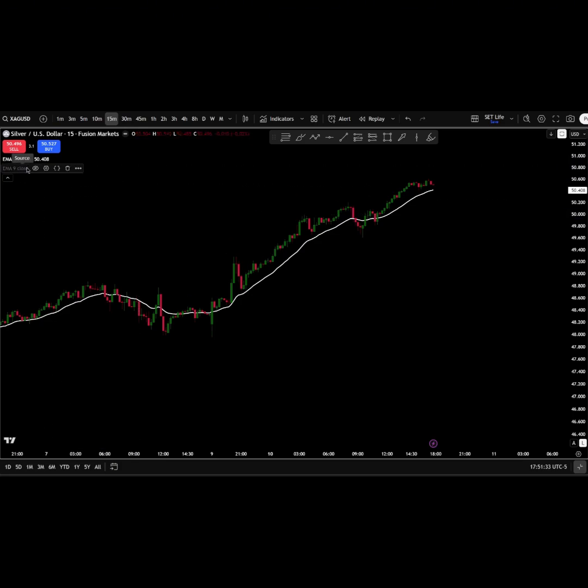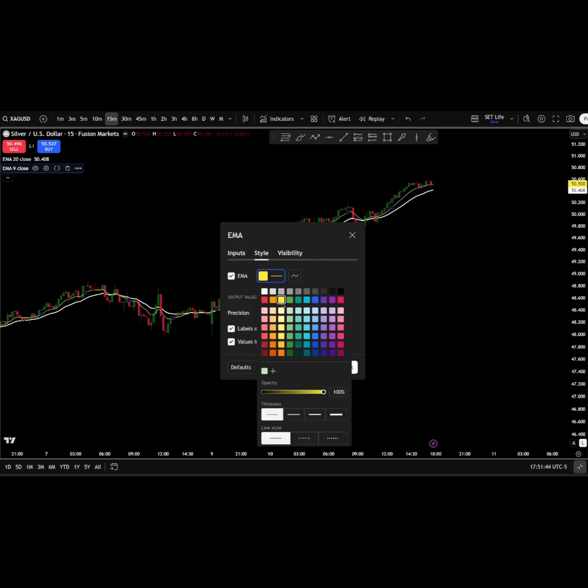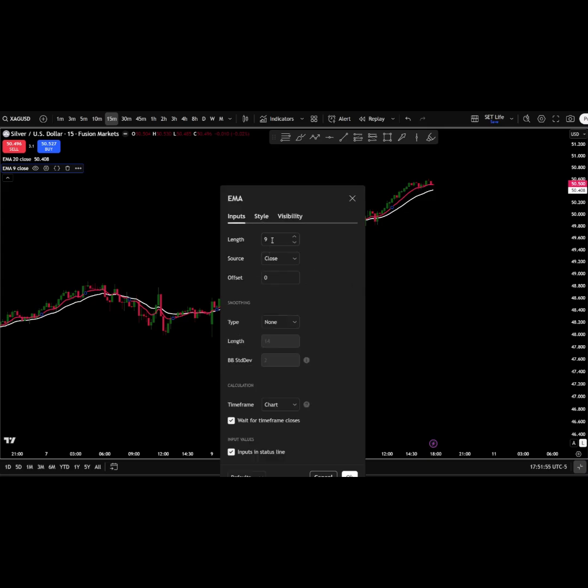And then you can add another moving average. Since we are focusing on the lower time frames right now, we can just make this yellow, or let's make it another color to be able to differentiate between them easier. We can put this as a 50.